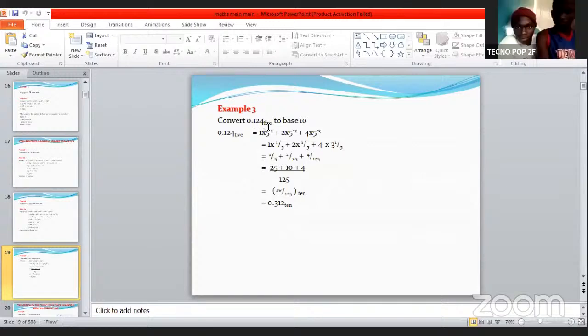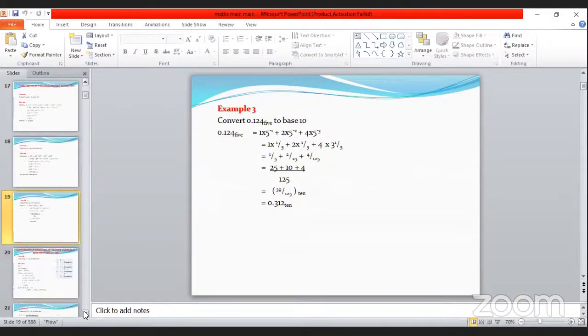After the dot, anything you have is -1, -2, and -3 down. So that's why you have 1 times the base, which is 5 to the power -1, plus the second number 2 times the base, 5 to the power -2, plus 4 times 5 to the power -2. So you know that once you have a power of minus something, you can easily change it to 1 over that very thing. That's how they got about it.